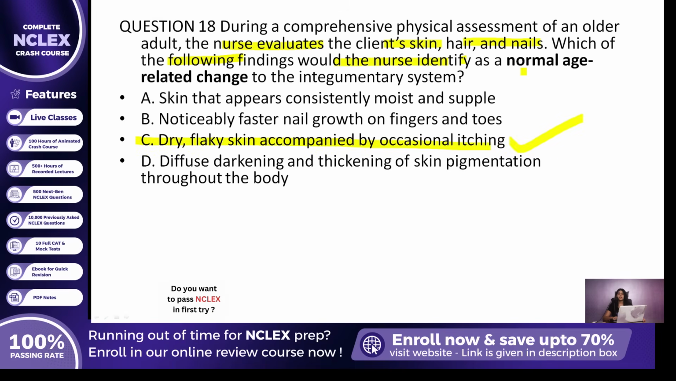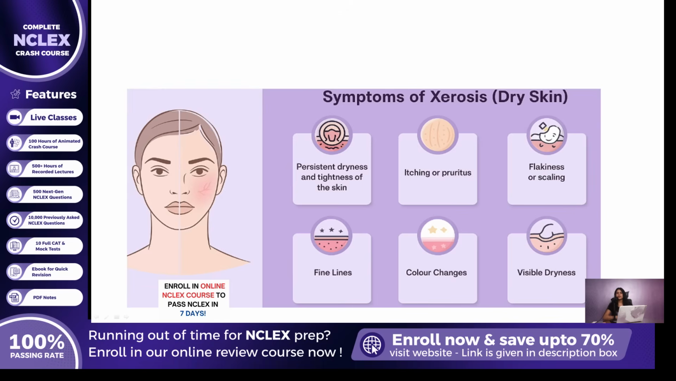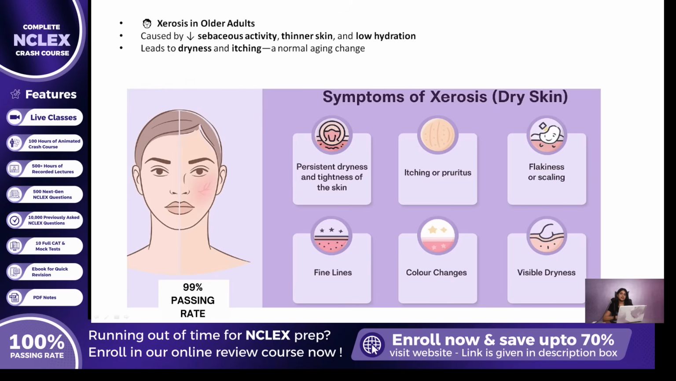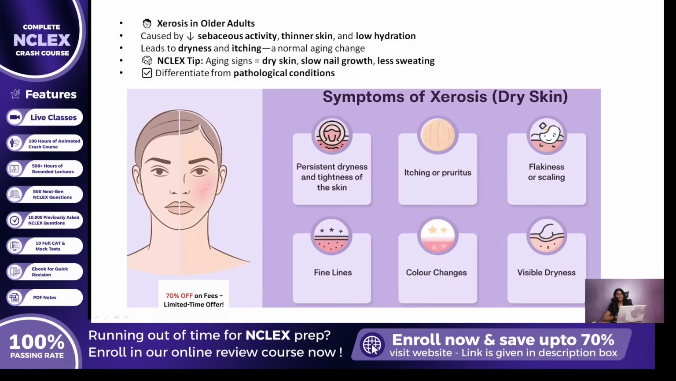This condition, known as xerosis, is common in older adults due to reduced sebaceous activity, thinning skin, and decreased hydration, making dryness and itching a normal age-related change. NCLEX tip: in older adults, dry skin, slower nail growth, and reduced sweat production are expected. Always distinguish these from signs of underlying disease.